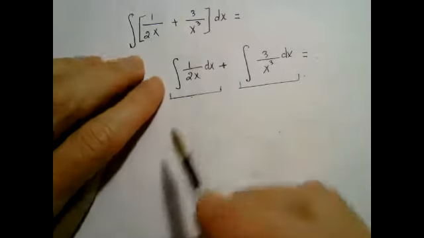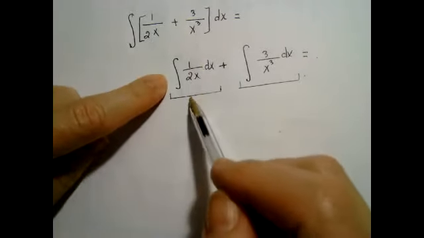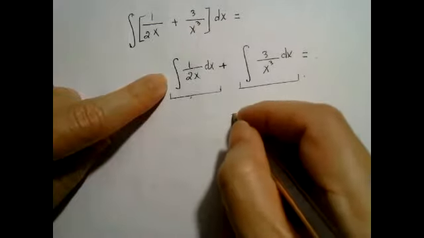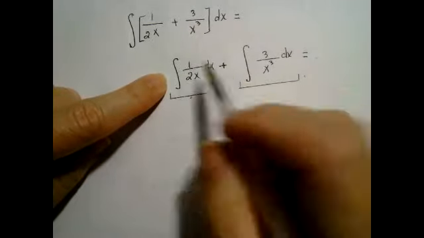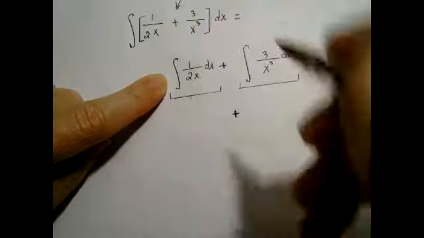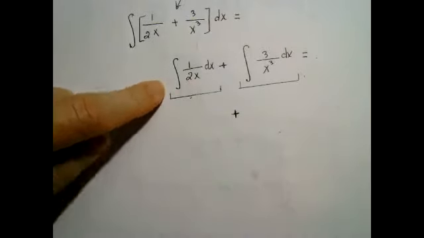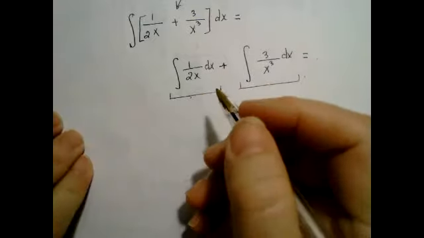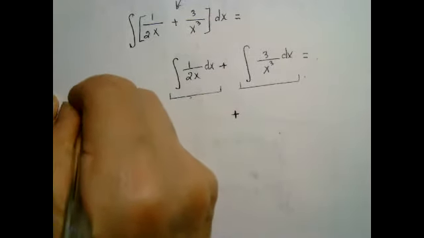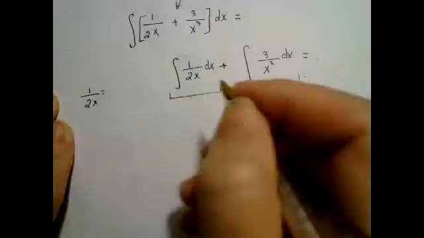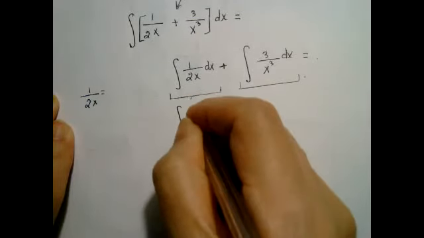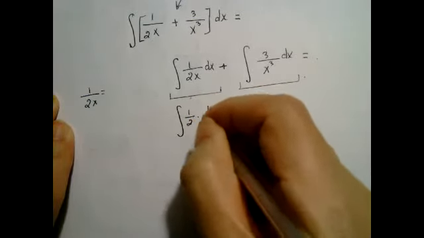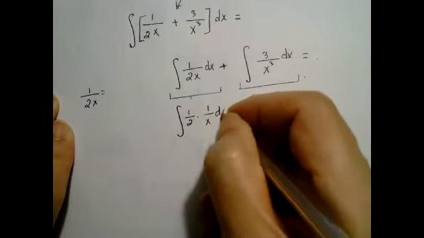Okay, what do you guys get for the first one? What's the antiderivative of 1 over 2x? So first I split them because I can. We have a sum in here. And then what did we get for the first one? 1/2 of the ln of the absolute value of x. Right, because 1 over 2x, how can we write it? It's a half times 1 over x dx.